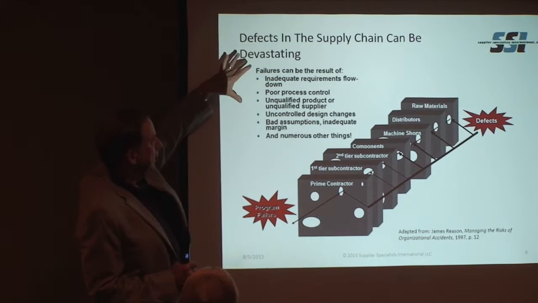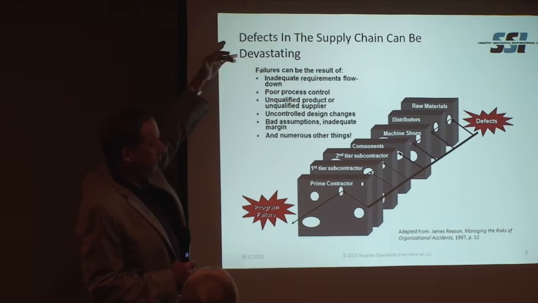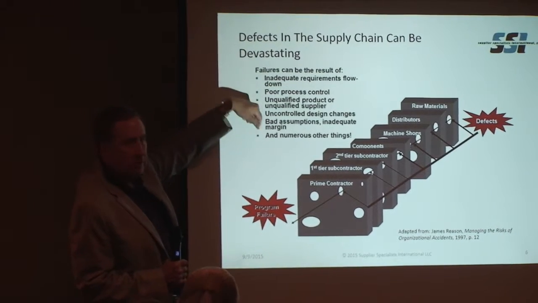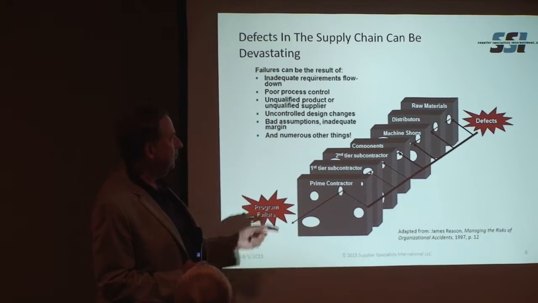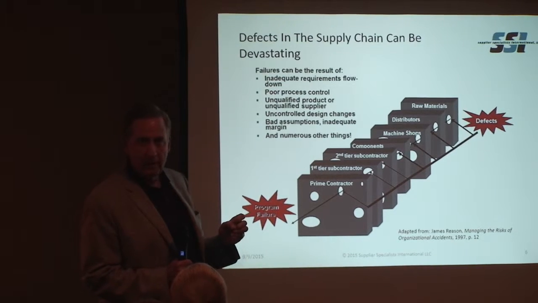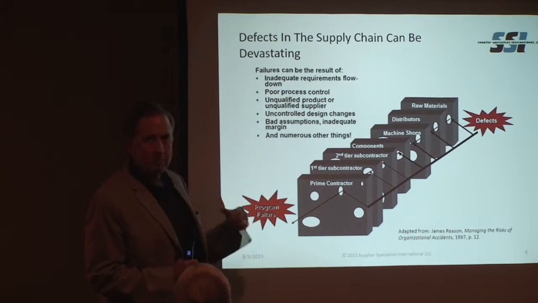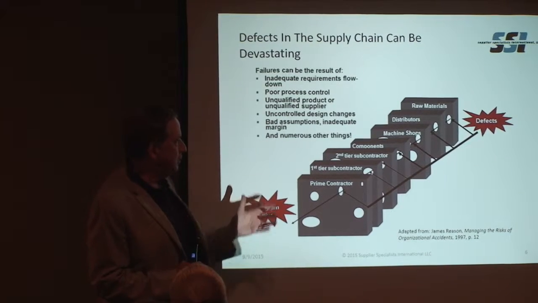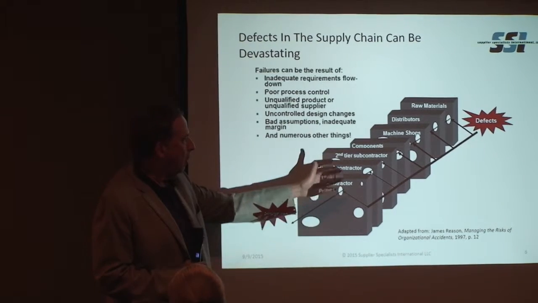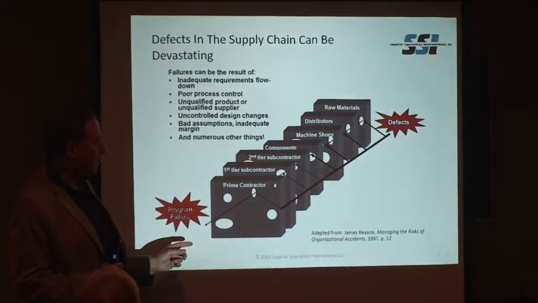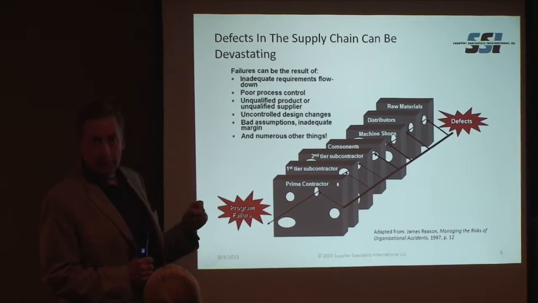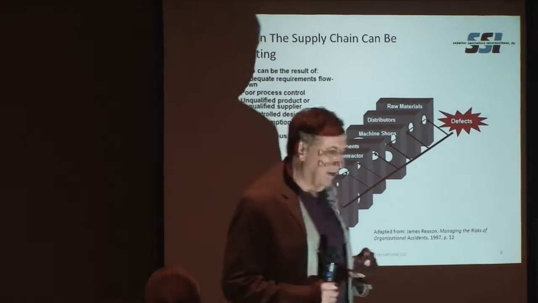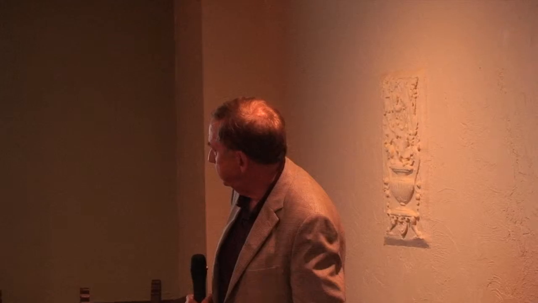So the areas that could cause problems: inadequate requirements flow down, or you could have in any one of the tiers an out of control process, or you could have a supplier that's really not qualified to do the work, or people could make bad assumptions about requirements allocation, margin, just a whole host of things. But the key takeaway here is that a problem anywhere in the supply chain could result in a major system failure. So that's why the supply chain is so important for overall reliability.